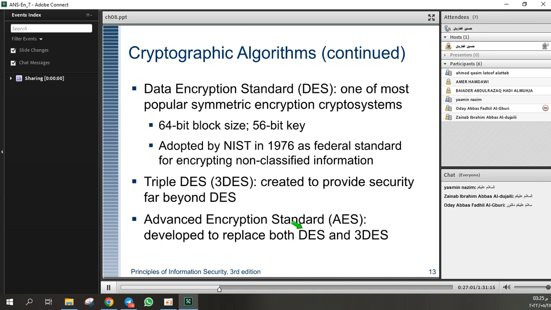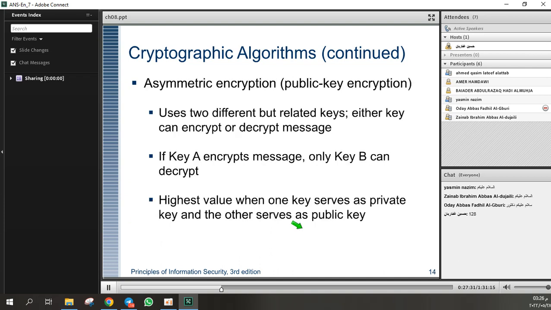In this, we are using keys with at least 128 bits. The key length in AES is 128, 256, 512, 1024, and even 2048 bits. So AES is stronger than DES and its family.